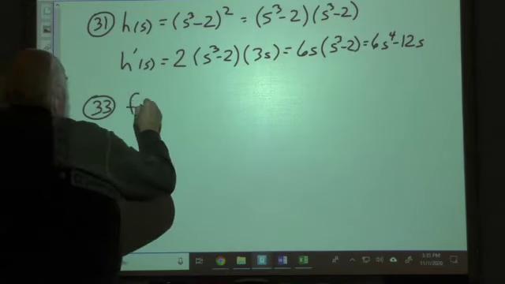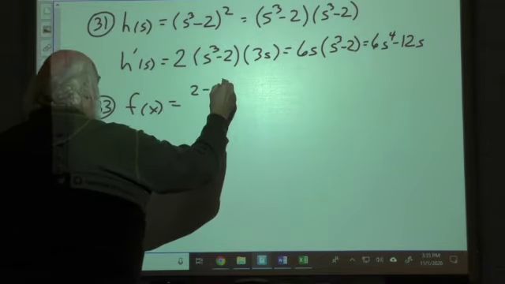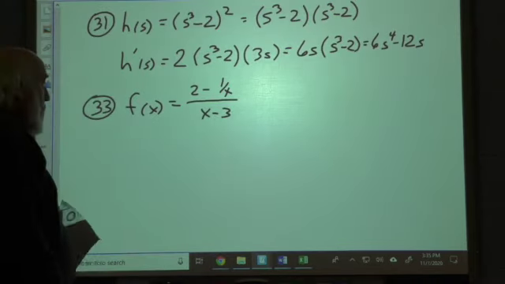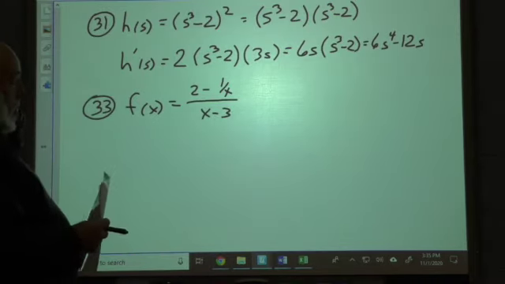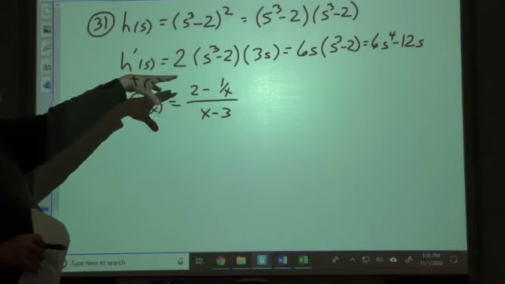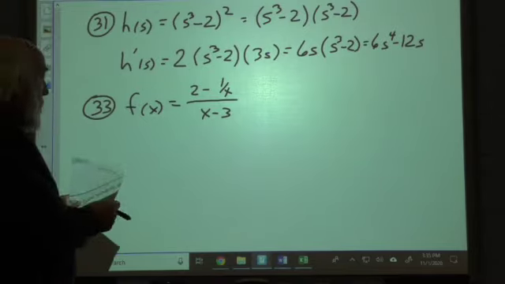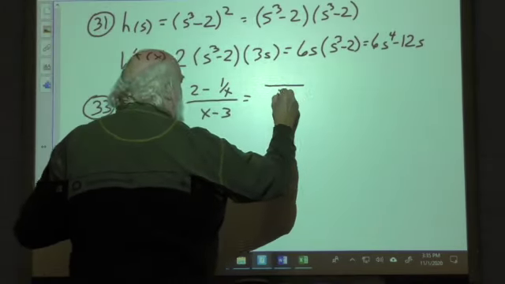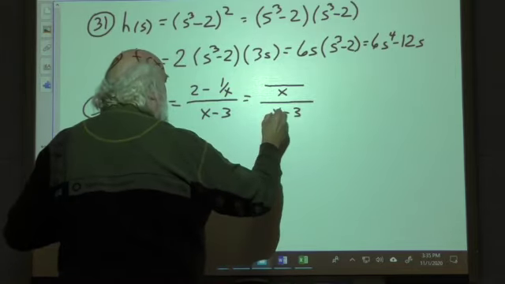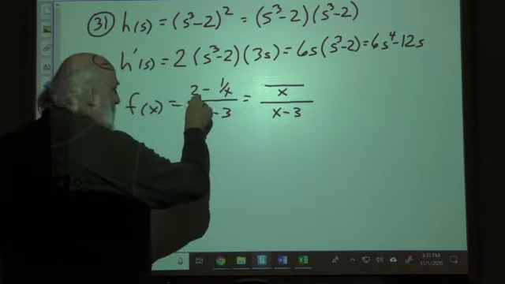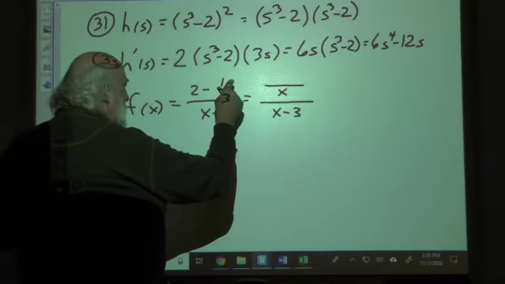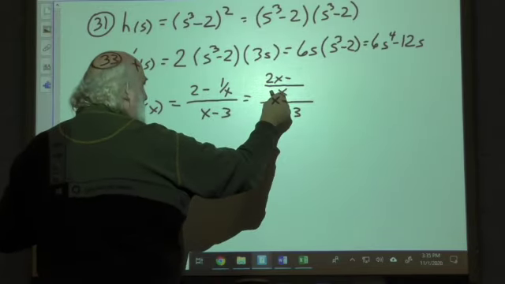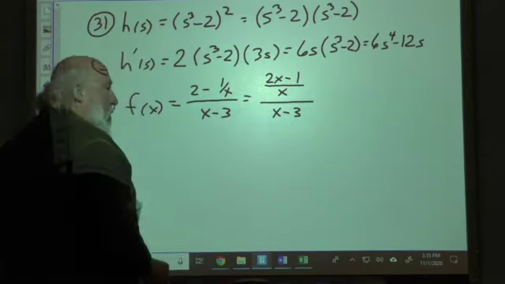We're given here that f of x is equal to 2 minus 1 over x, over x minus 3. So what I'm going to do here is try to resolve this complex fraction into just a fraction. This is going to give us a lowest common denominator up here of x, and then this is going to be x minus 3 down here. The denominator of this is 1, so 1 goes in x times 2 is 2x, and then minus, x goes in x 1 time, 1 times 1 is 1. That gives us that.